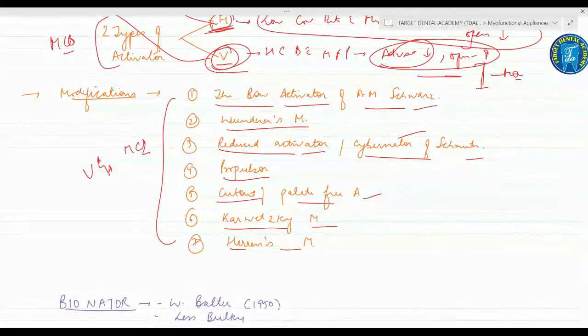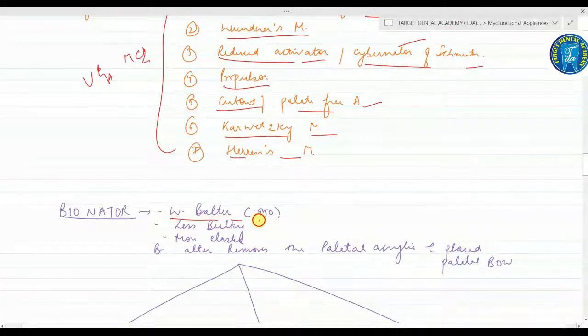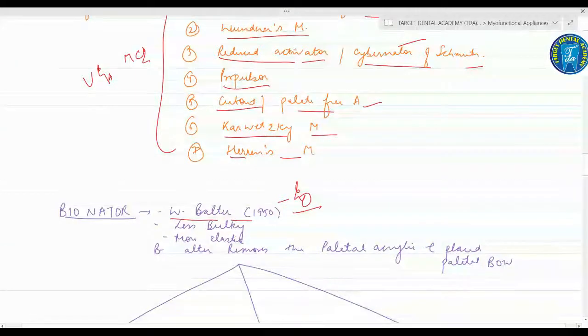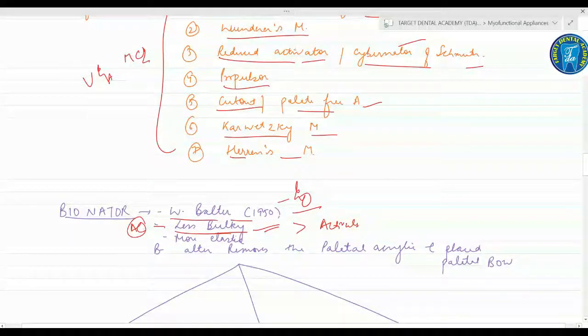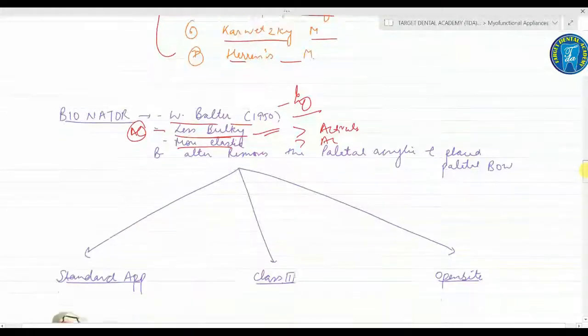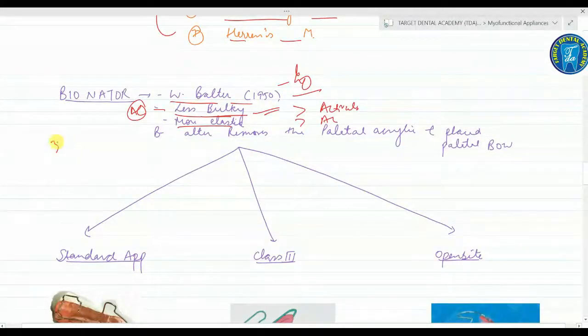Now second is the bionator. The bionator was given by W. Balter in 1950. Important. It is similar to the activator, but the only difference is that the bionator is less bulky than the activator, and it is more elastic than the activator. Right? So in this we have 3 types: the standard appliance, the class 3, and the open bite.